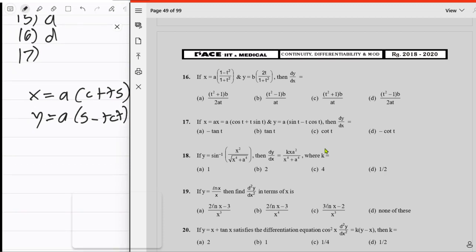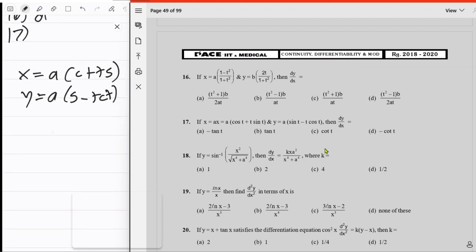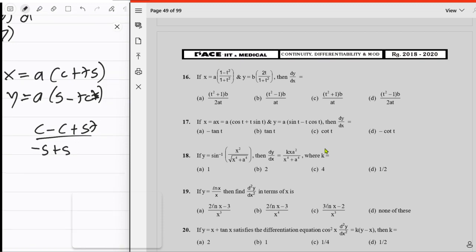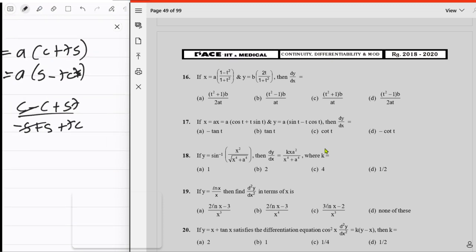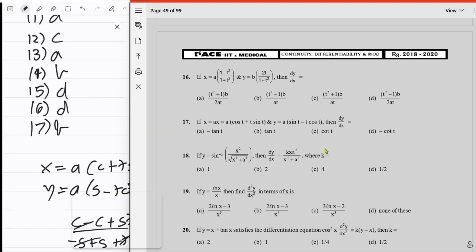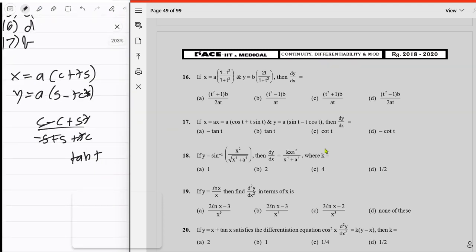So dy upon dx, yeah, just do it. Cosine, it's not supposed to be there, minus cosine once again. Then you got plus sine times t, upon minus sine, then plus sine, and then you got t times cosine. So it's just tan of t. That's dy upon dx. So it's B. Next question.